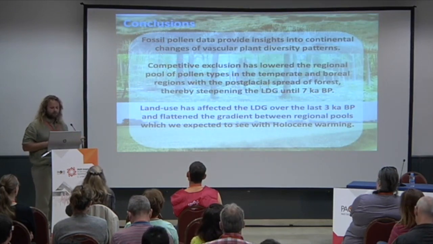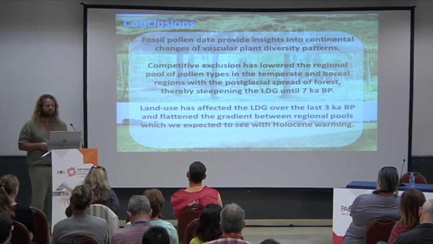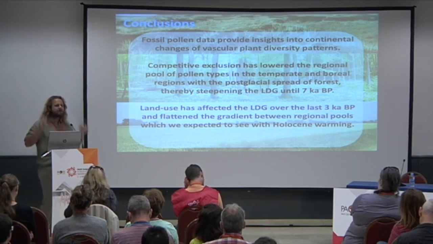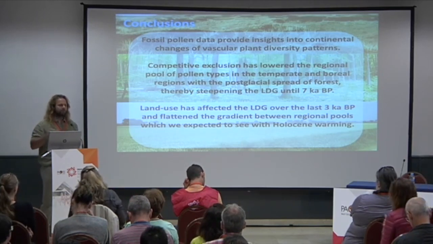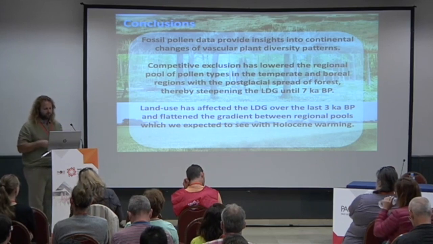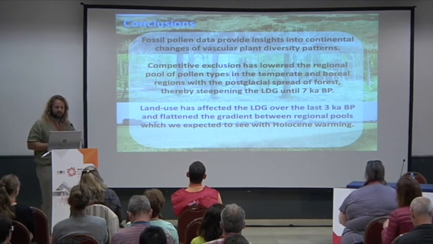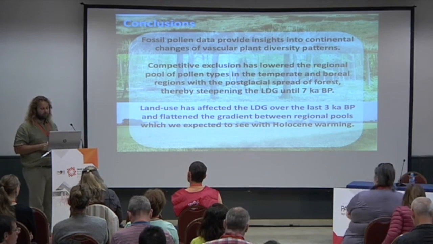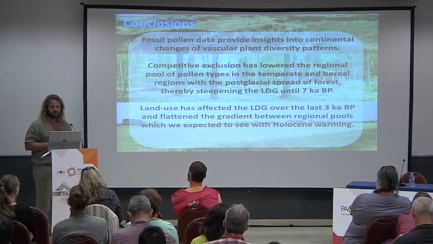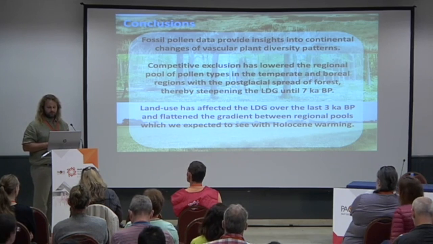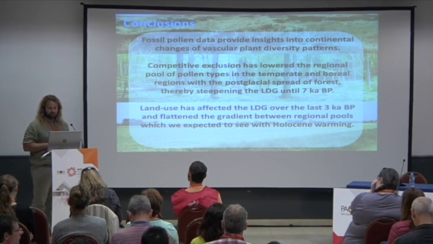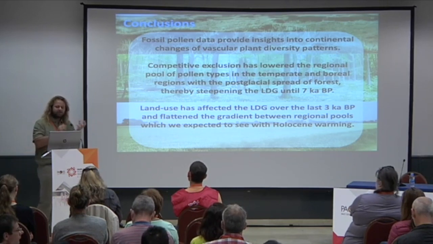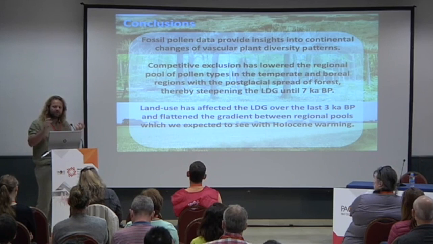So with that, I can conclude. I think that fossil pollen data can provide some insight into continental changes of vascular plant diversities. Even so, there are many different difficulties relating pollen to plant diversity, which I do not want to sweep under the carpet. I think we see competitive exclusion, which has lowered the regional pollen pool of types of the temperate and the continental temperate and the boreal regions, with the post-glacial spread of the forest, and thereby they are steepening. This is the effect which is contributing to steepening this gradient until 7,000 years ago.